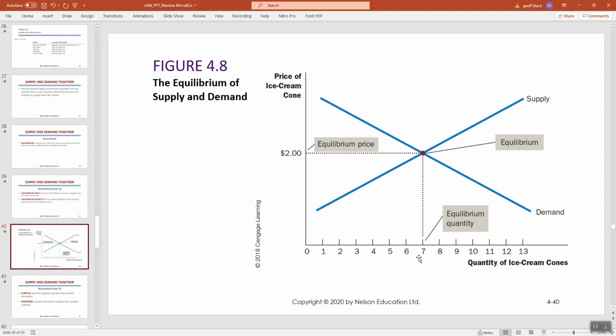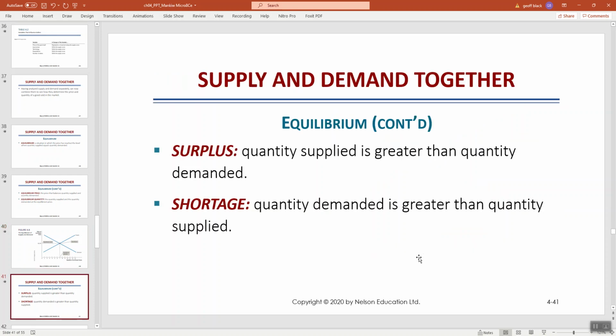Now, to give it some more depth, you're not in equilibrium, right? Those two curves are not balanced when you have either a surplus or a shortage. A surplus means the quantity supplied is greater than quantity demanded. There's way too much of a good and way too little demand for it. A shortage is the other one. There's way too much demand, but not enough supply.